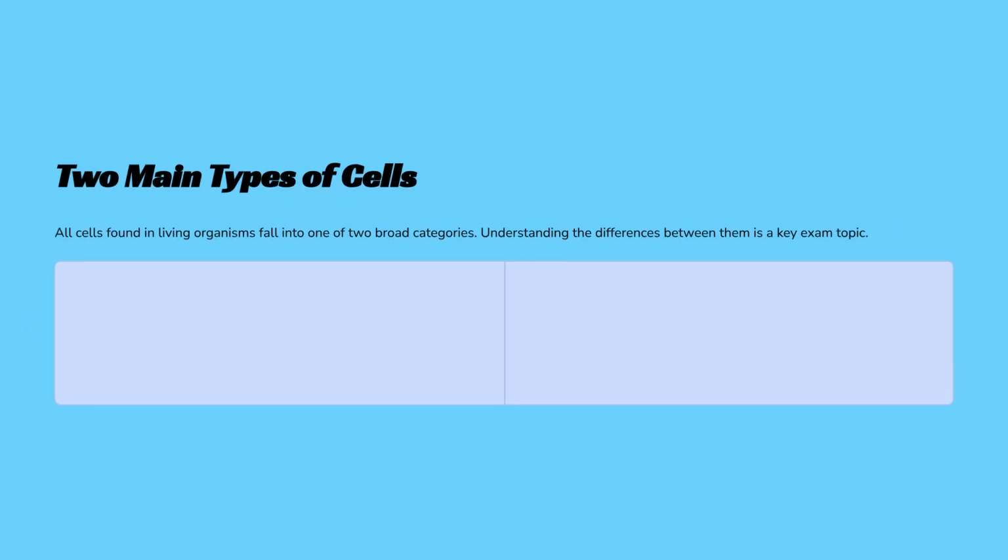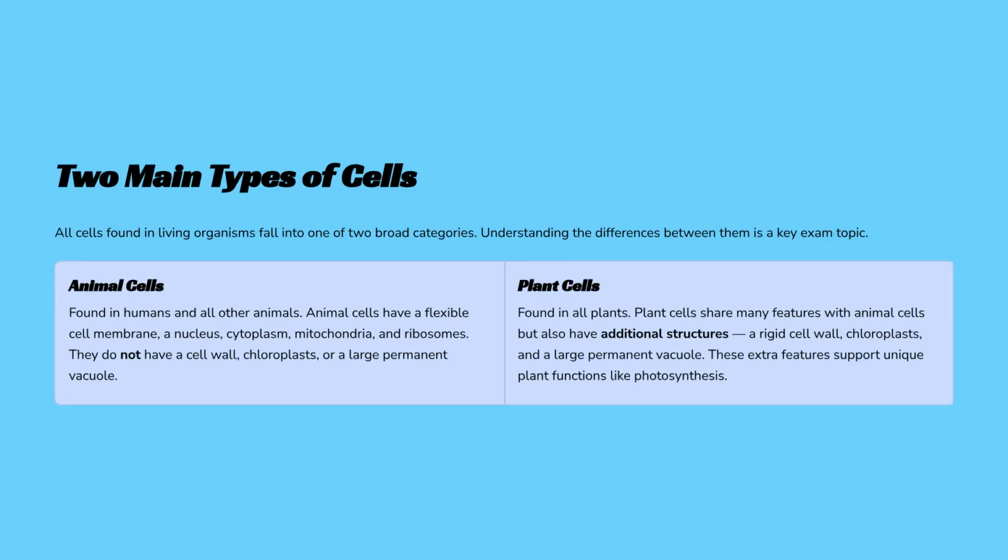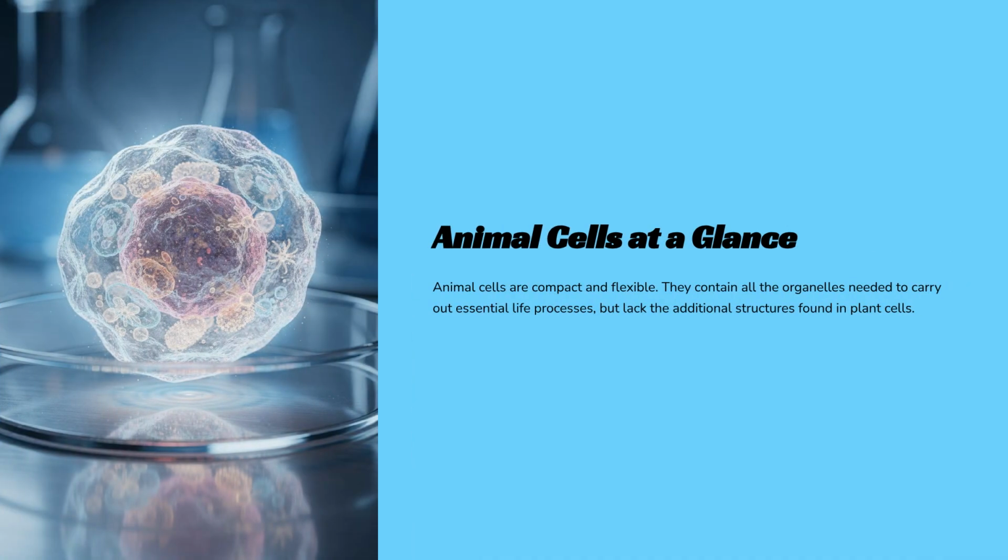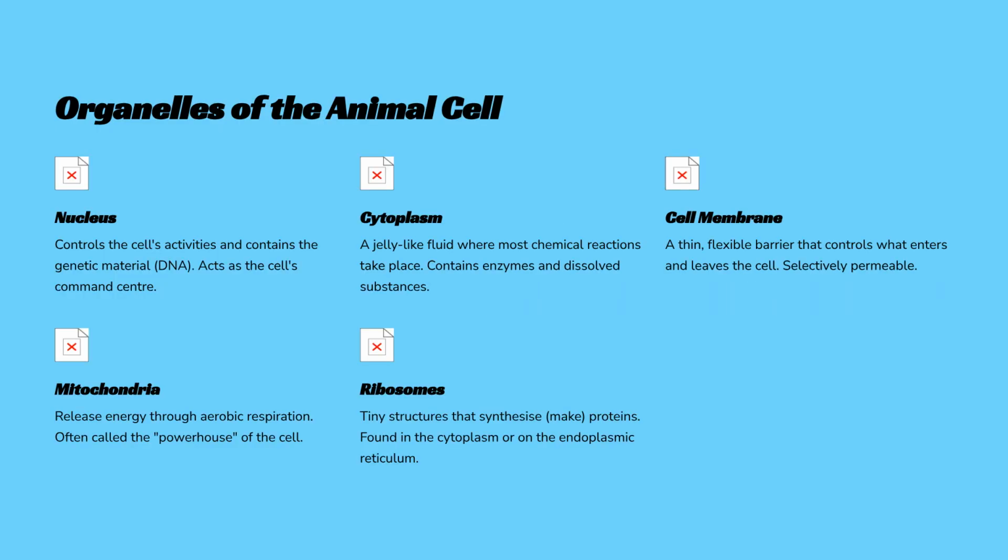Living organisms have two main types of cells: animal cells and plant cells. Understanding the differences between them is a key exam topic. Animal cells are compact and flexible, containing all necessary organelles. However, they lack the additional structures found in plant cells. Animal cells contain several organelles: the nucleus, cytoplasm, cell membrane, mitochondria, and ribosomes. Each has a specific role in cell function.